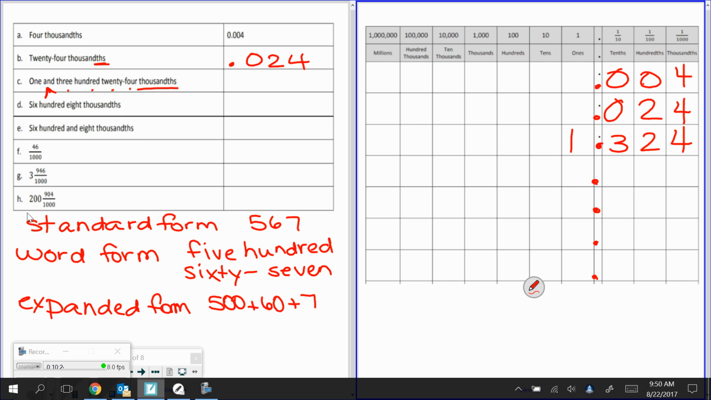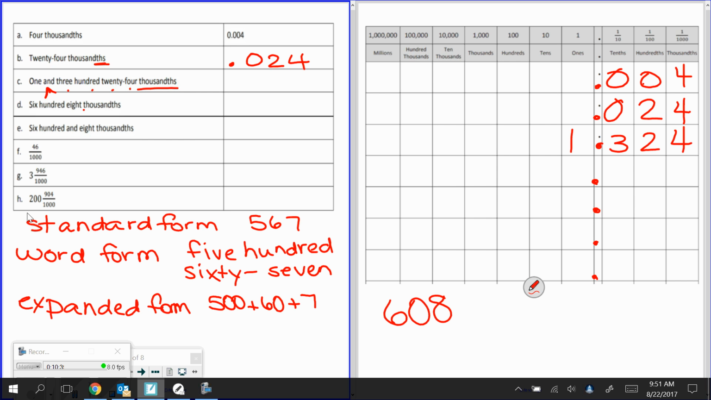608 thousandths. So we know we're dealing with 608. 608. I hope you know that. 608 thousandths. Is it in front of the decimal or behind the decimal? Behind. Behind, because we're thousandths.